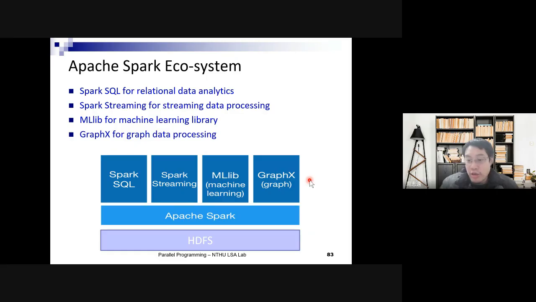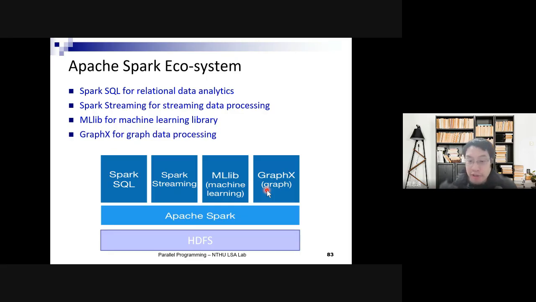And finally, graph. Graph database is a special type of database, and for a graph database, usually you have to traverse the graph in order to resolve some of its analytics jobs. So traversing a graph involves random access and some data reuse patterns. So it could also be supported by Spark.